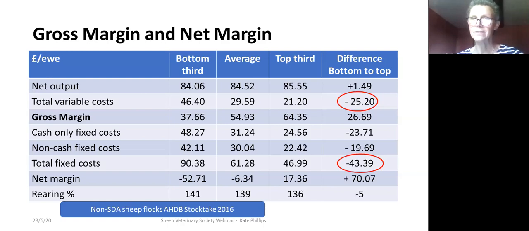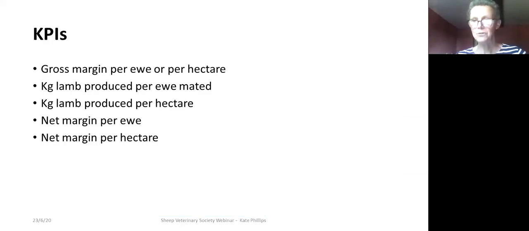Oddly enough, in this set of data, the bottom third were rearing 141% and the top third 136. So it's not all about output. In this set of data, it was more about cost control and utilising those variable costs wisely and not spending too much on fixed costs as well. So hopefully that gives you a rounded view on gross margin analysis, taking you somewhere to a figure.